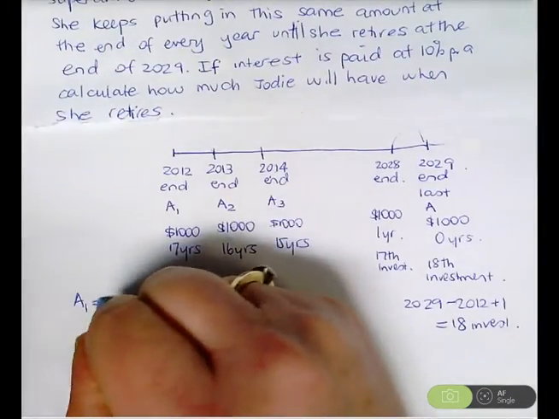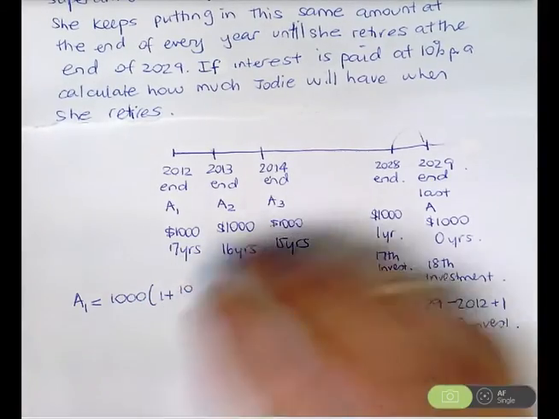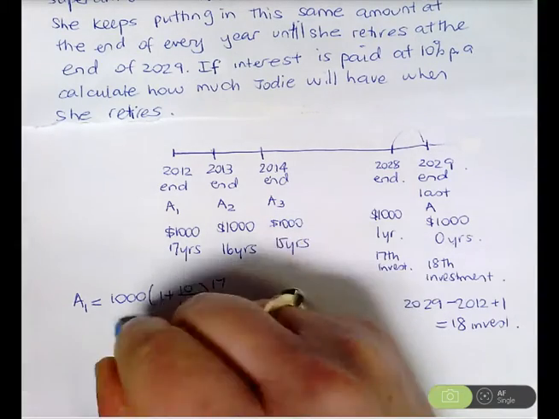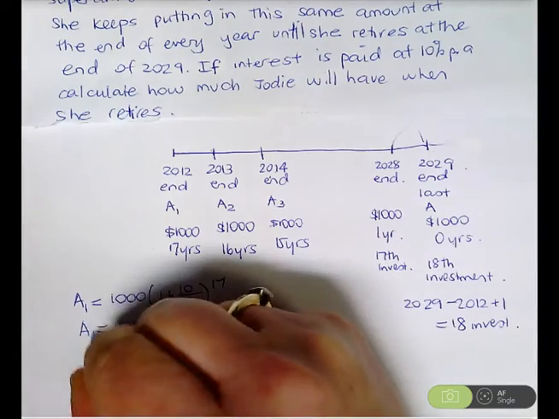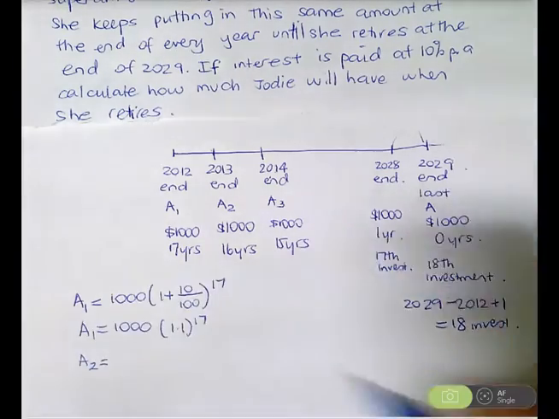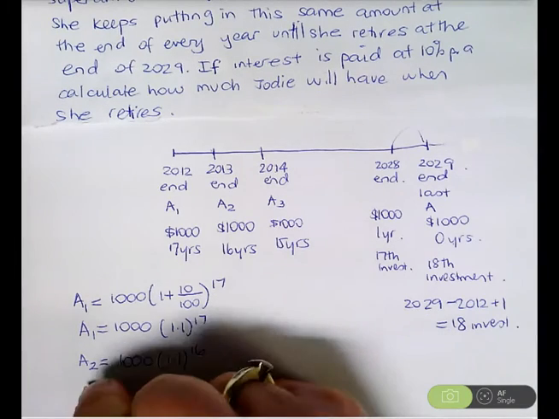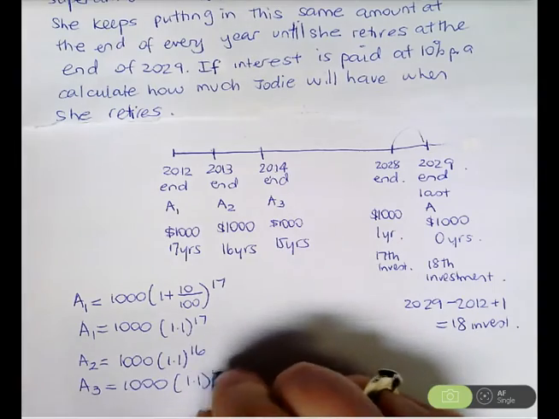So A1, the first investment, is 1,000. 1 plus 10, it's 10% per annum. 1 plus 10 over 100 to the 17, which is 1,000 times 1.1 to the power of 17, that's the first investment. The second investment stays in for 16 years. The third investment stays in for 15 years.